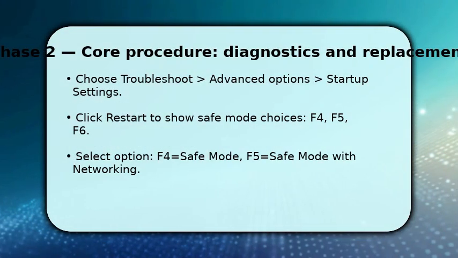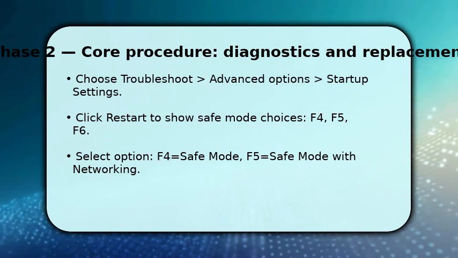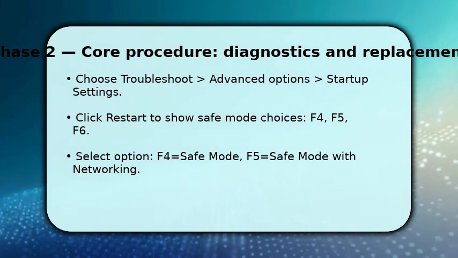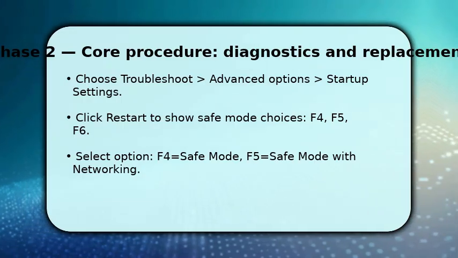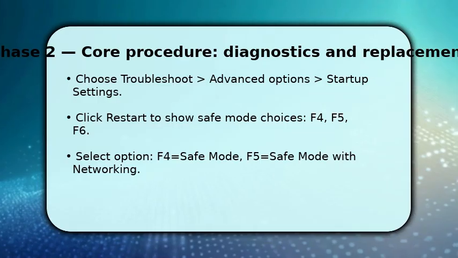Once the system restarts into the recovery environment, select Troubleshoot, then Advanced Options, and then Startup Settings. This controls how Windows boots. Click Restart. Windows will present numbered options for safe mode.